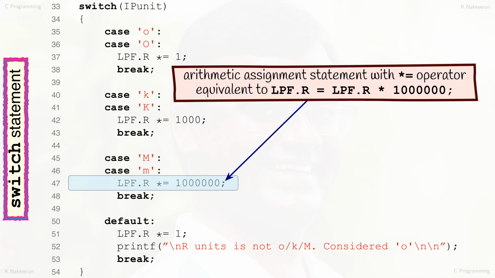Line 47 is the arithmetic assignment statement to rescale the resistance value LPF.R by times 1 million. This rescaling of LPF.R value is carried out for the case either uppercase M or lowercase m as IP unit character that represents the unit's mega ohm for the resistance. Multiplying by 1 million will convert the value of LPF.R from mega ohm to ohm.